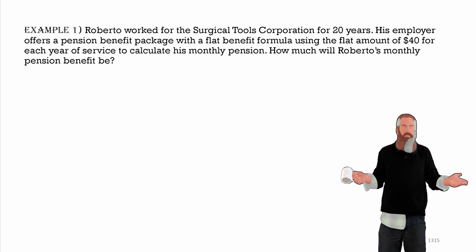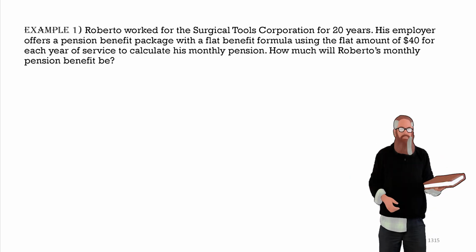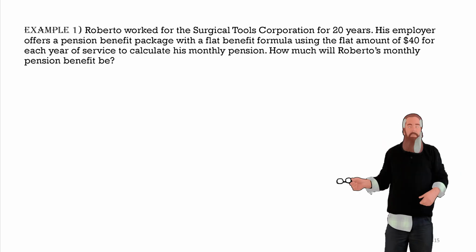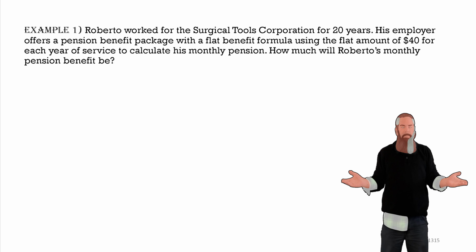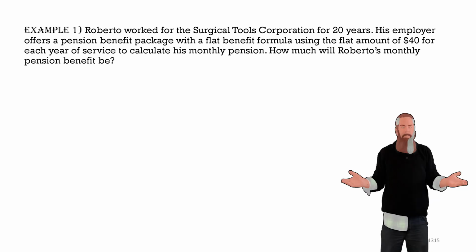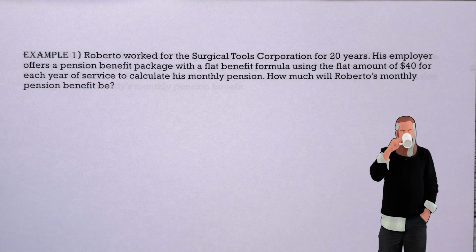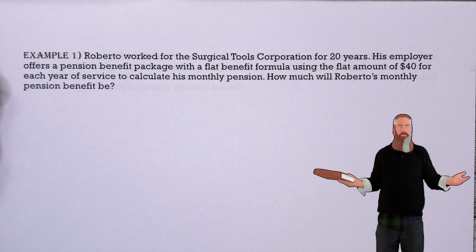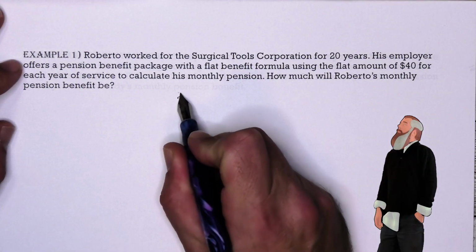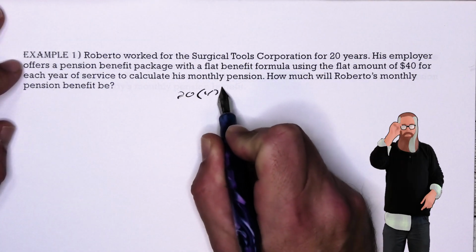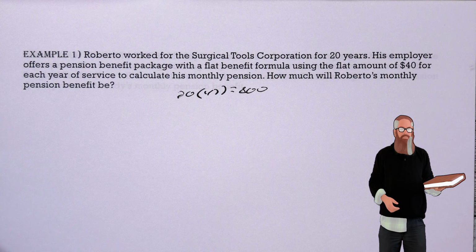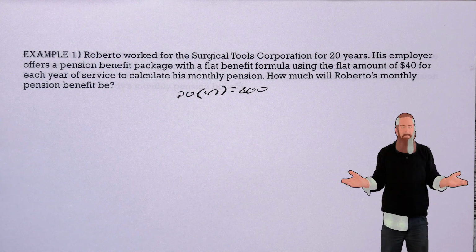To do this, let's look at Roberto, who worked at the Surgical Tool Corporation for 20 years. His employer offers a pension benefit package with a flat benefit formula using a flat amount of $40 for each year of service to calculate his monthly pension. How much will Roberto's monthly pension benefit be? Roberto's monthly pension benefit is the number of years of service for the company times the flat rate amount of $40. He worked there for 20 years, times the $40 per year, is $800. So Roberto will receive a monthly pension of $800 from Surgical Tools Corporation upon retirement.